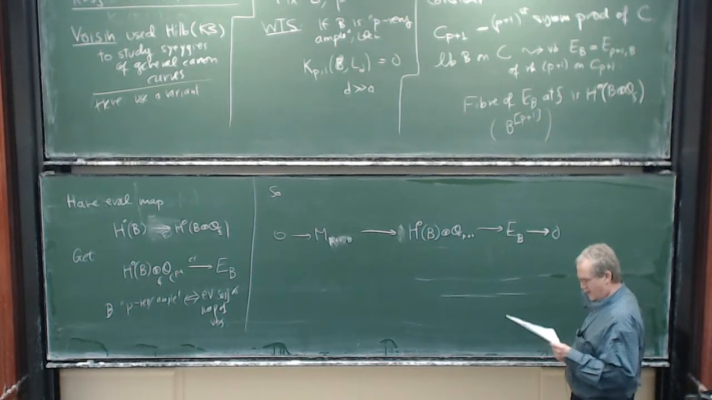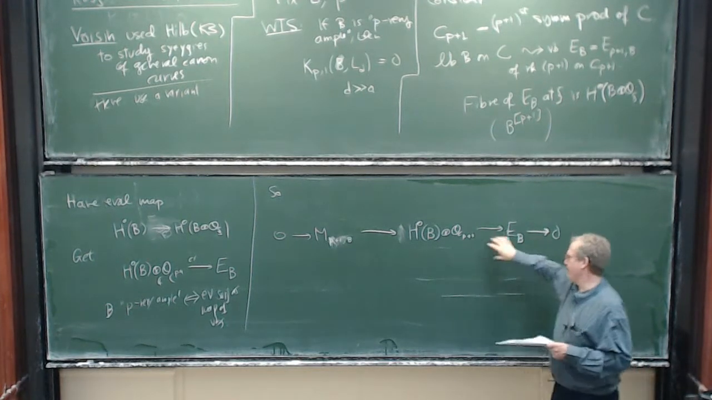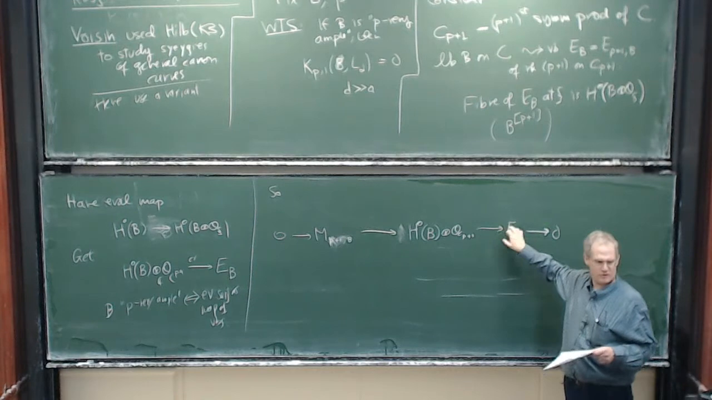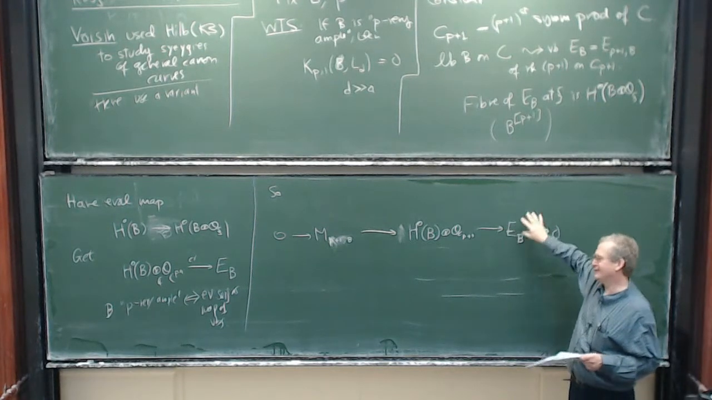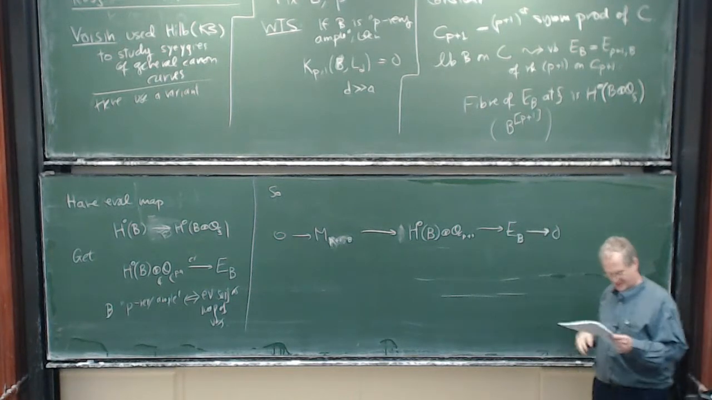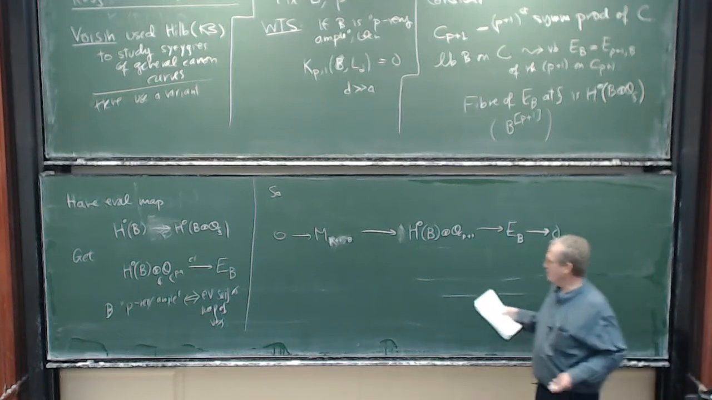OK. And now, just for what it's worth, this turns out to be an isomorphism on global sections. People have computed these cohomology groups. OK, but now here's the next remark.